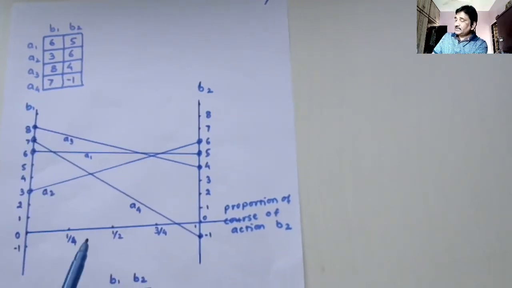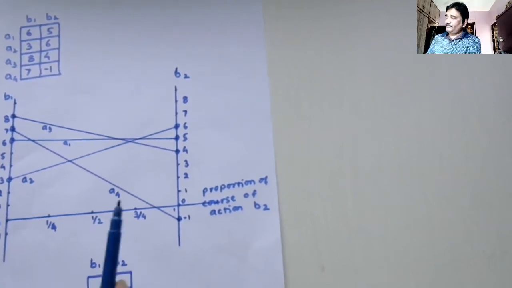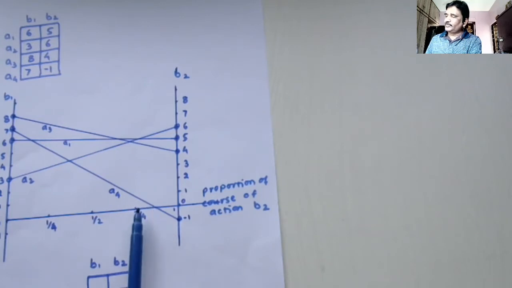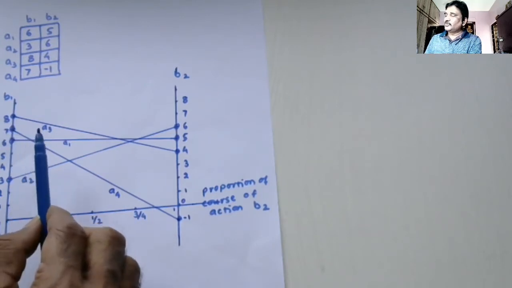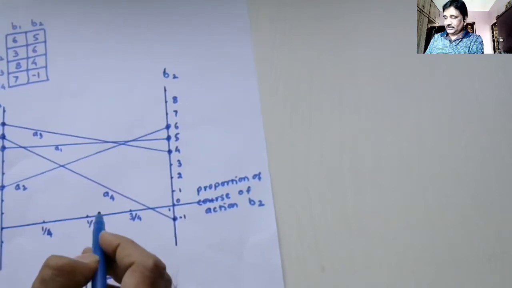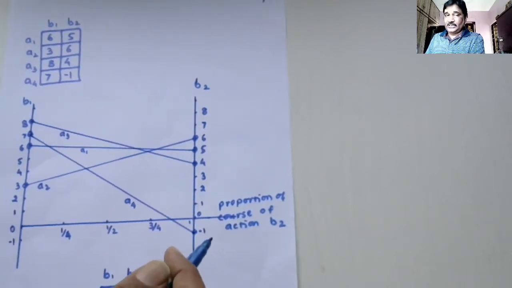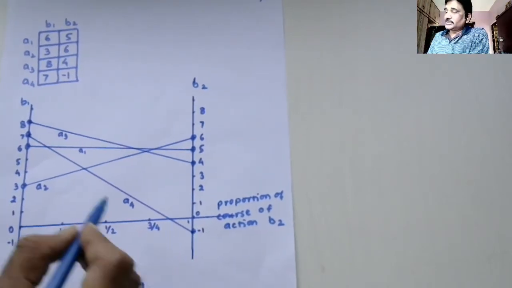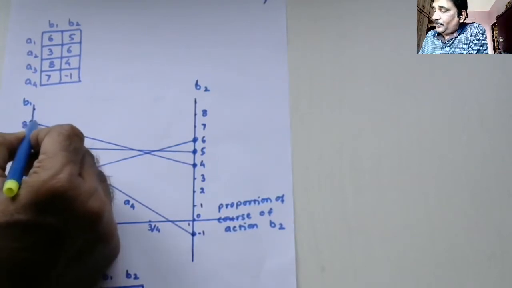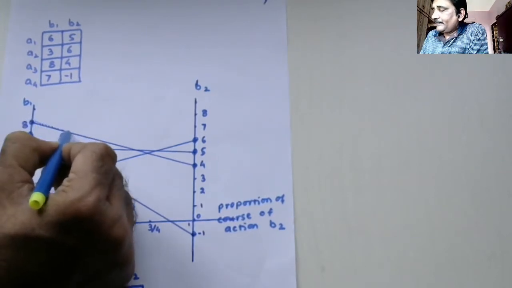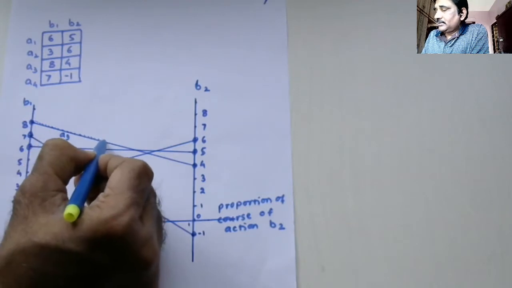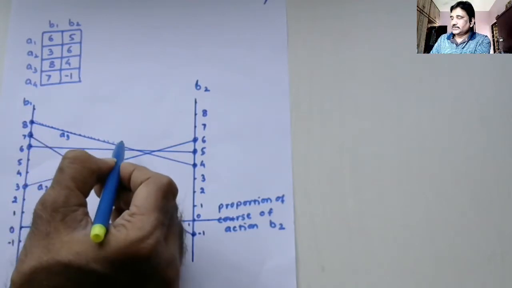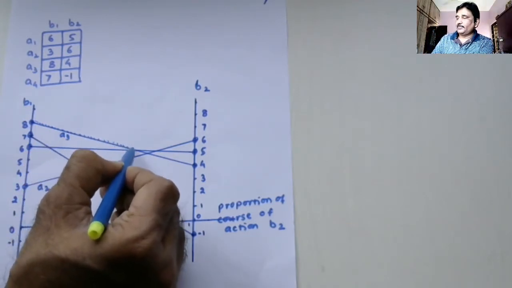But B doesn't stop. What B will be doing, B will go on increasing the proportion of course of action B2, knowing fully well that the gain to player A will go on reducing. And that will help in reducing his own loss. So this is the zone of play for player A.